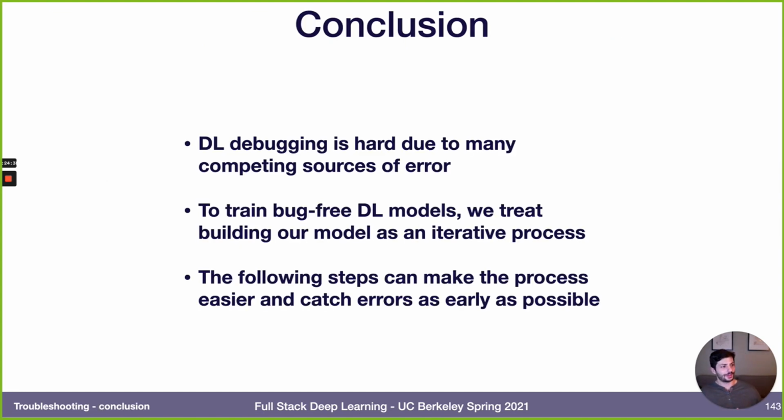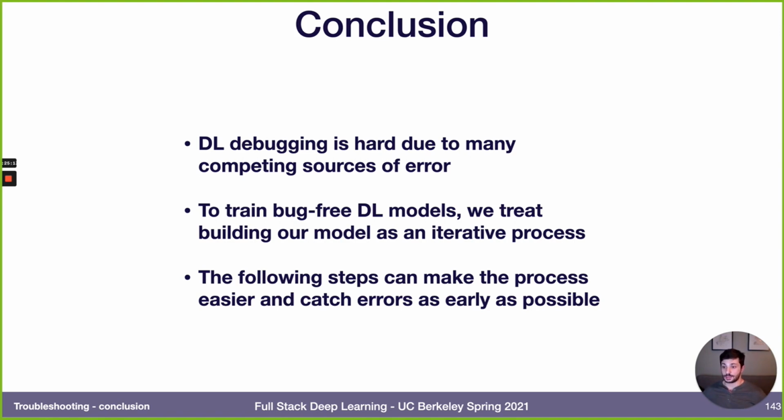Okay, so wrapping up, what did we cover today? We talked about troubleshooting neural nets and debugging deep learning models. The first thing that we observed is that one of the reasons this is so hard is that for any given degradation or error that you might experience, there are many different competing possible causes that could create that error or degradation in performance. And that's the fundamental reason why debugging and troubleshooting deep learning models is so difficult.